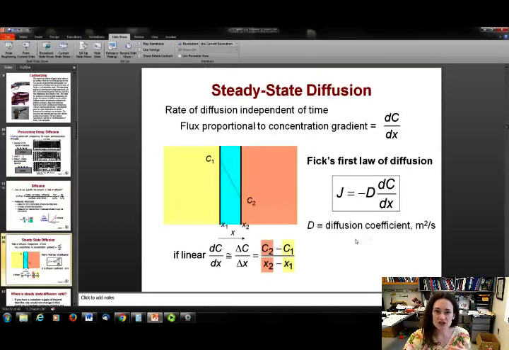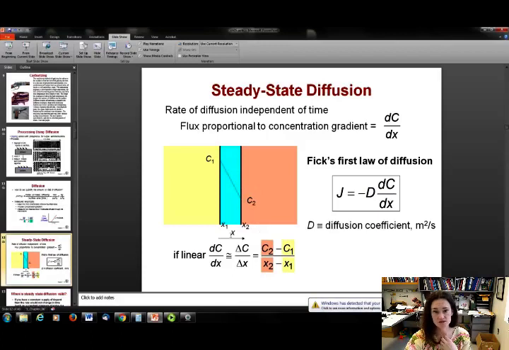Okay, let's cover steady state diffusion. Steady state diffusion is when the diffusion is independent of time. So you're having diffusion across, for example, some thin membrane, and on the left-hand side we show a concentration 1, and then on the right-hand side we show some concentration 2. Steady state diffusion will mean that the concentration profile across that membrane will be linear.